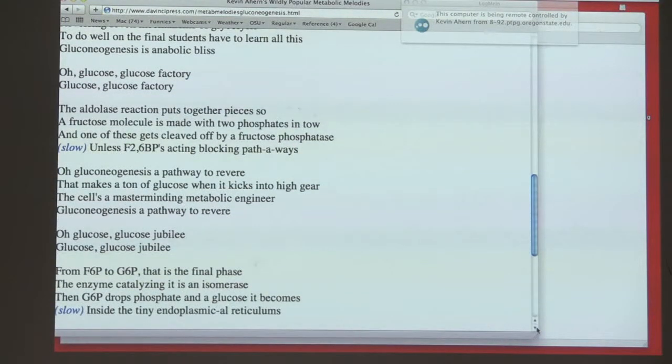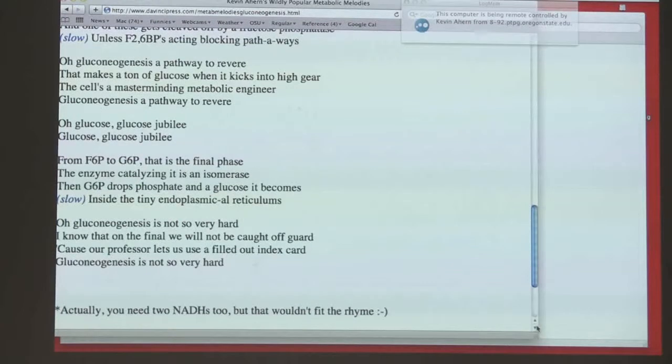The aldolase reaction puts together pieces so a fructose molecule is made with 2 phosphates in tow, and one of these gets cleaved off by a fructose phosphatase, unless F26BP is acting, blocking pathways. Oh, gluconeogenesis, a pathway to revere that makes a ton of glucose when it kicks into high gear. The cell's a masterminding metabolic engineer. Gluconeogenesis, a pathway to revere. Oh, glucose, glucose, jubilee. Glucose, glucose, jubilee.